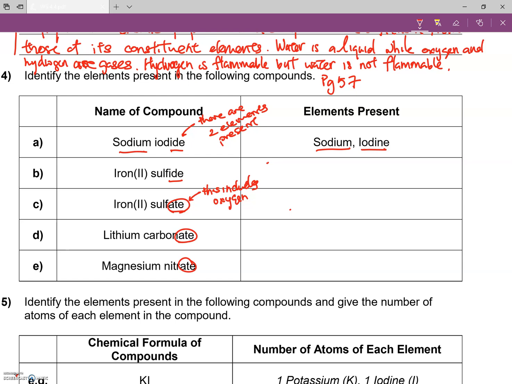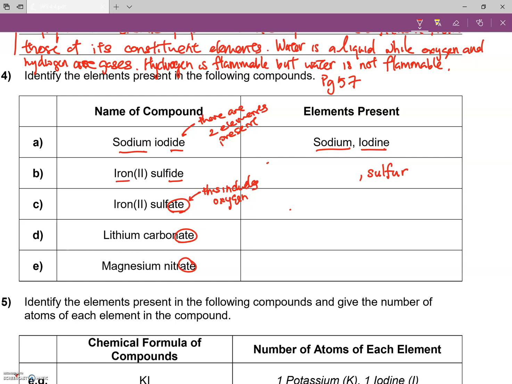Now let's look at the next one, iron 2 sulfide. So because it is an IDE over here, we know it's a compound and it consists of two elements only. So sulfide, if I look at sulfide, what element does it sound like in the periodic table? So if you flip through your periodic table, realize sulfide actually represents your sulfur.